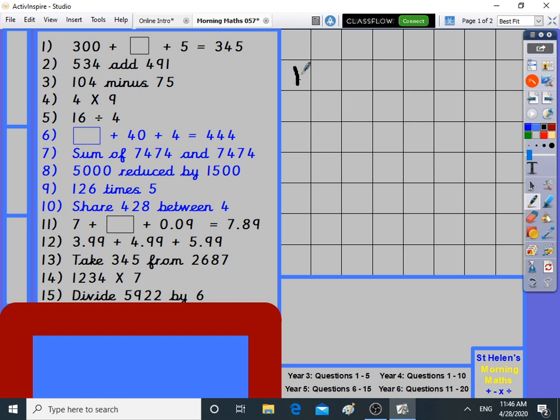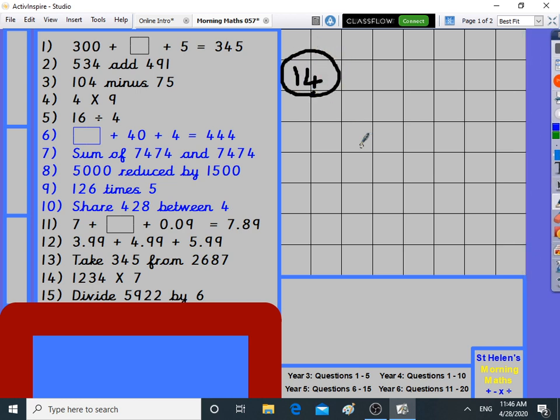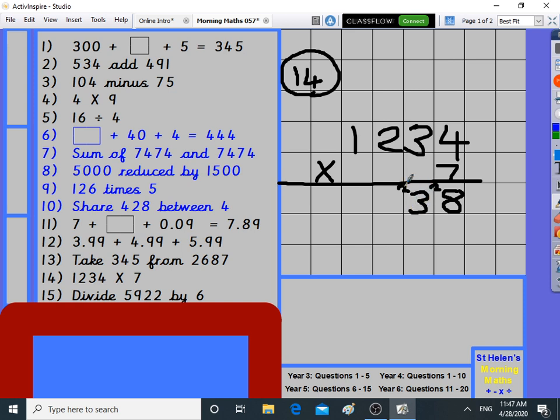1, 2, 3, 4 times 7. 1,234 times 7. Always pause if you need time to copy, so you're not playing catch up the whole time. It's quite easy to write this quickly on the mouse, whereas with pen and paper it takes longer, I think. 1,234 times 7. So 7 times 4, that's 28. 7 times 3 is 21, plus 2 is 23. Make sure I write 23, not 32, 23.